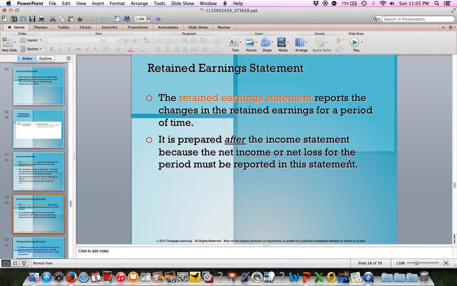The retained earnings statement then shows what made retained earnings change from the beginning of the accounting period to the end of the accounting period. Okay, that's an important one also to remember.